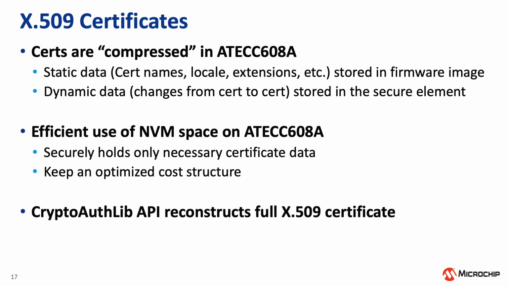What's happening here at the microcontroller level, we are compressing certificates in the 608. You've got the certificates composed of static data and dynamic data. What the secure element will do, it's handling only the dynamic data, the information that changes from one certificate to the other. Why do we do that? Again, we try to keep the system optimized, and yet provide a pretty good level of security here. So it's efficient. It provides an efficient use of the non-volatile memory space on the 608, because the only piece of the certificate that is stored in the 608 is the dynamic data. So your memory footprint doesn't have to be humongous.